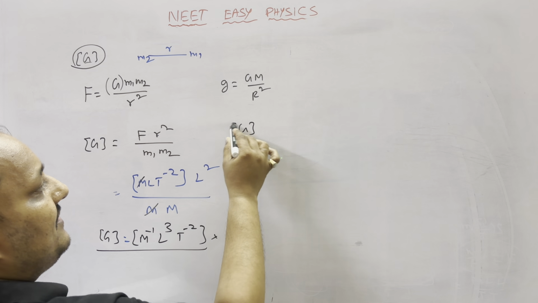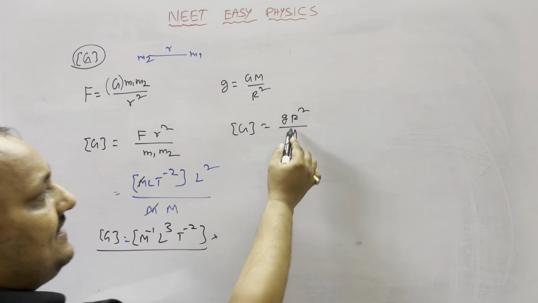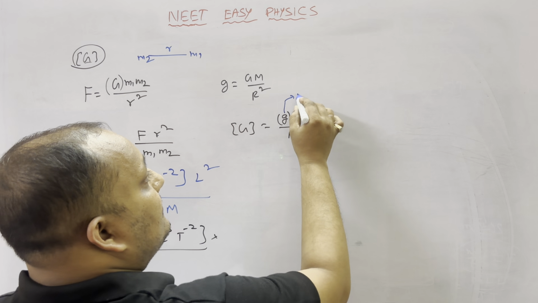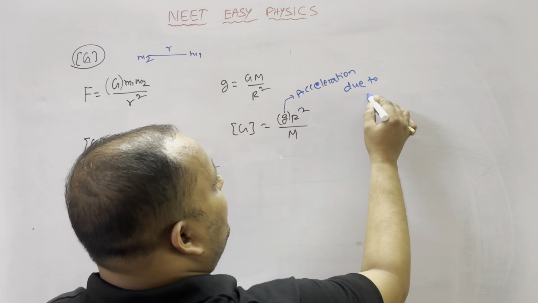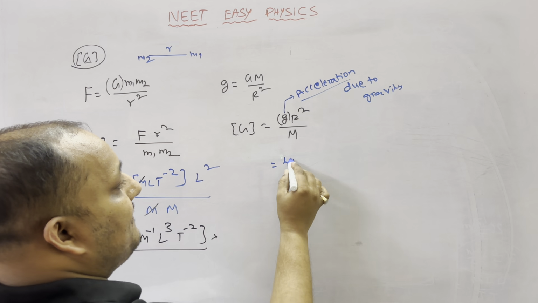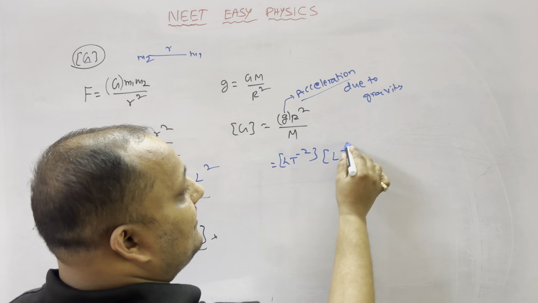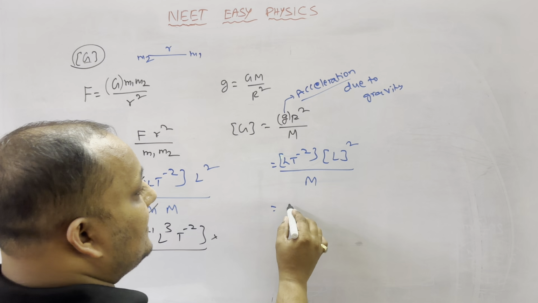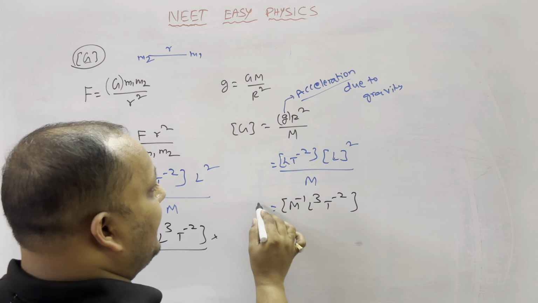Now see this one. We write capital G as g r square by capital M. M is the mass of the planet, R is the radius of the planet, and small g is the acceleration due to gravity. This is also acceleration. Therefore, what is the acceleration dimension formula? L t power minus 2. R is radius, which comes under length. Therefore, L square divided by mass. Now you can see, again you get the same: m power minus 1, L into L square, L cube, T power minus 2.